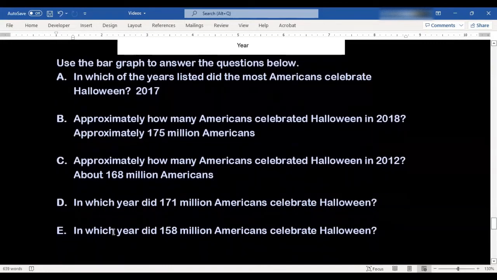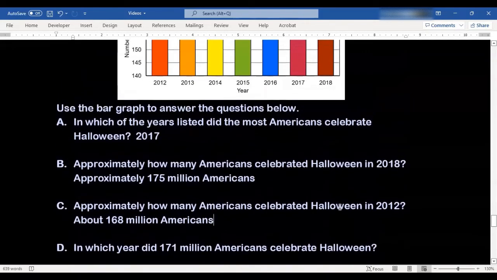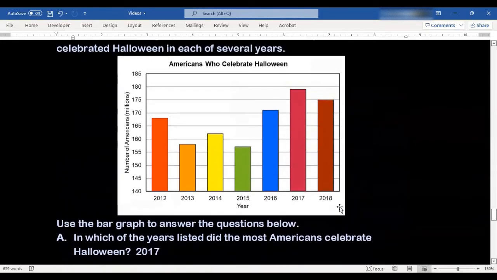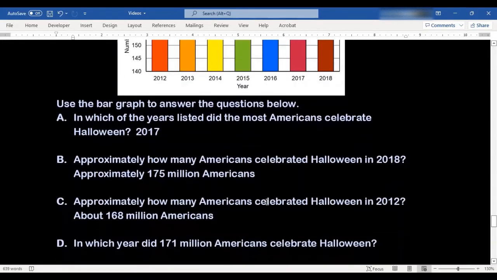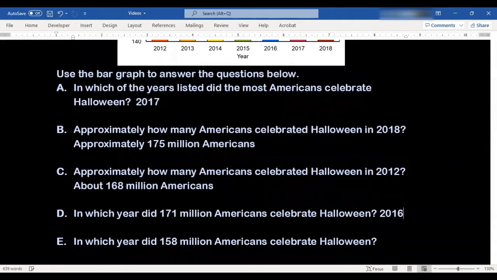Now questions D and E are kind of going the other way. Question D says, in which year did 171 million Americans celebrate Halloween? Instead of looking at the year first, I'm going to look at 171 million. Here's my 170. 171 is going to be just above that 170 line. I'm going to follow this over, and the only bar that is just above it is the blue bar, which is from 2016. So I'm going to say about 2016.